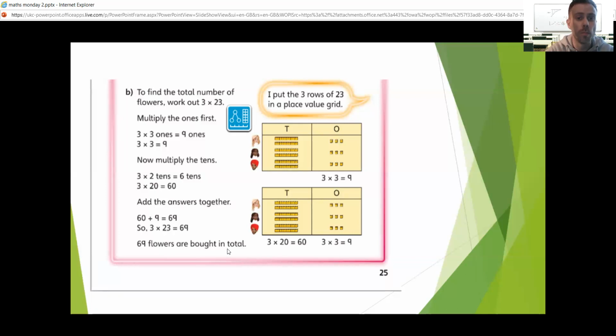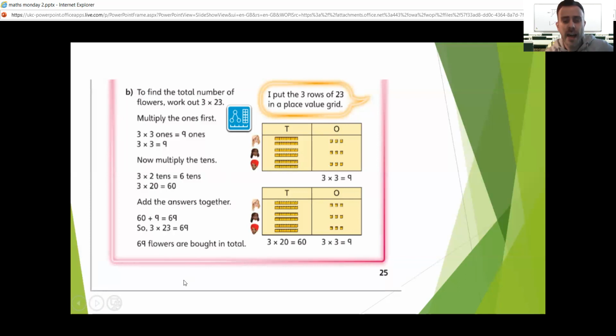All right, one with a number line, where we counted our bunches and then our single flowers. And then this way, we multiplied the 1s first. 3 times 3 equals 9. And then we multiplied the 10s. 3 times 20 equals 60. And we added them both together.